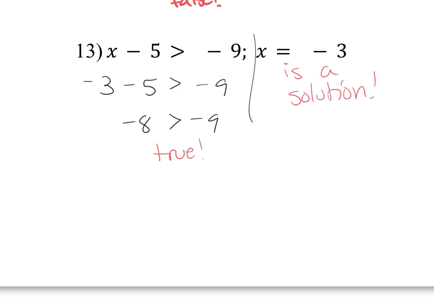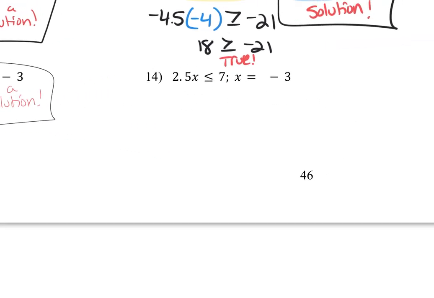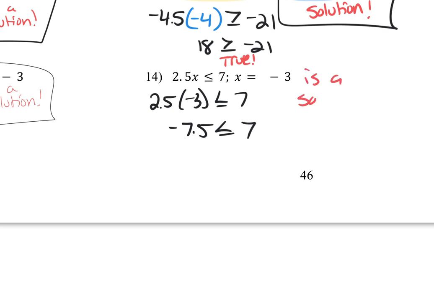Nice. Awesome. What about number 14? True as well? Okay, so let's see. 2.5 times -3 is less than or equal to 7. What did you guys get when you multiplied those? 7.5, which, yeah, is also true. So is a solution. Nice. Flip the page.